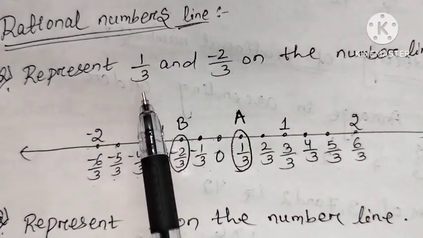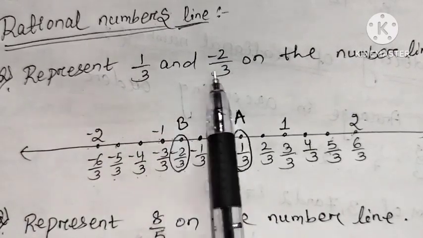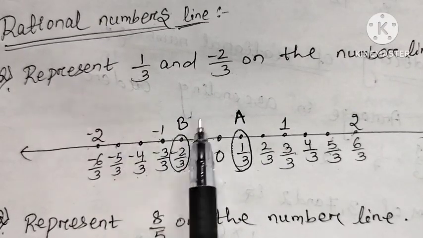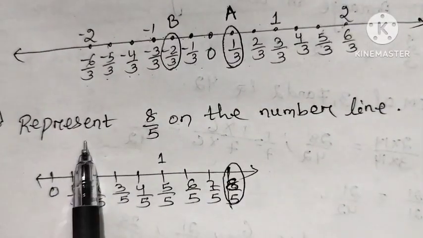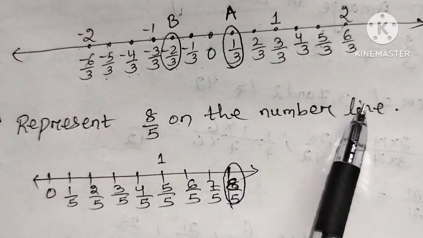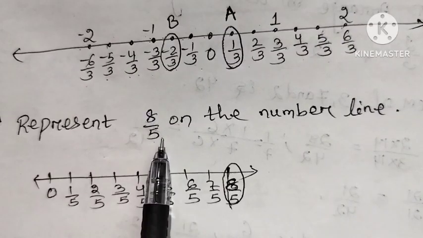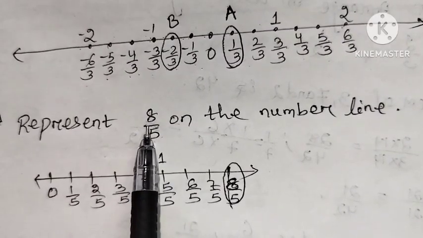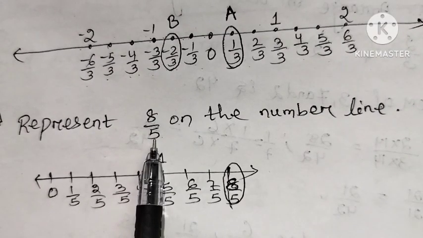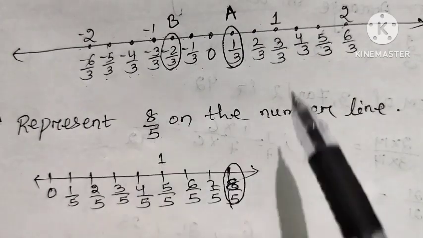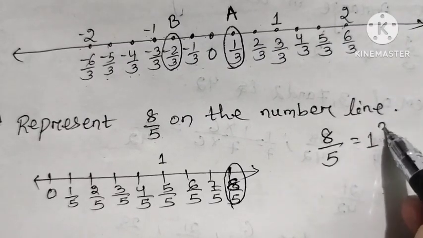To represent rational numbers on the number line, first you have to check the denominator. The denominator tells how many parts. In 0 to 1, you represent the same number of parts. Another question: represent 8/5 on the number line. 8/5 is a positive rational number. In 0 to 1 there are 5 parts. But 8/5 is a mixed fraction, so you convert it: 8/5 is equal to 1 whole 3/5.